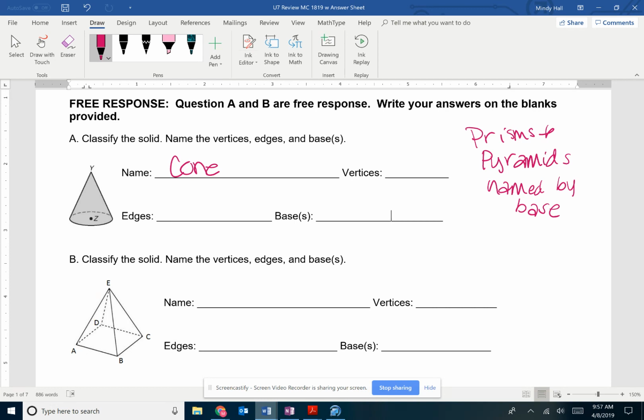Looking at this cone, we have one vertex, which is this tippy top one. So this is vertex Y. And then our edges, there is some debate on whether or not there is an edge on a cone, because this edge is technically circular, but this is still considered an edge. So there is one edge, and there's not really a good way to name it. So I would just draw a little arrow to that little piece where the bottom of the circle meets the rest of it. And then our actual base would just be circle Z. And you're just naming the shape and what letters represent that shape.